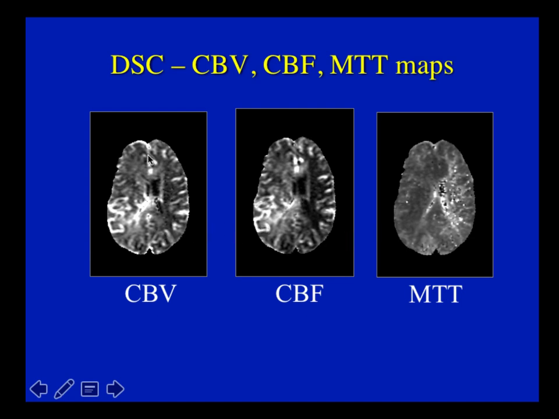So in here we can see that the cerebral blood volume and cerebral blood flow in the right hemisphere is elevated compared to the left hemisphere, and also the mean transit time is reduced in the right hemisphere compared to the left hemisphere. That means the blood is traveling faster through the capillaries in the right hemisphere compared to the left hemisphere. These images are in the radiological coordinate. That's why I'm interchanging right and left.